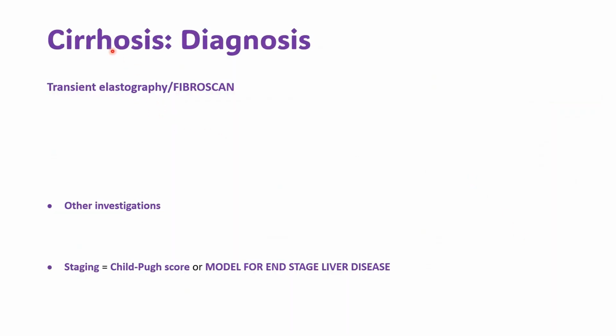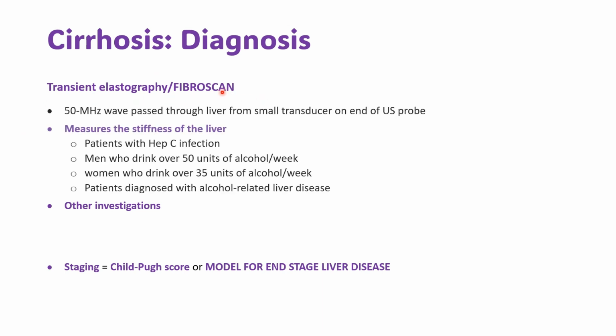So let's talk about the diagnosis of cirrhosis. The gold standard is to do something called transient elastography, otherwise known as a FibroScan. That's where a 50 megahertz wave is passed through the liver from a small transducer on the end of an ultrasound probe, and this measures the stiffness, or the degree of fibrosis, of the liver. This could be done in patients with Hep C infection, men who drink over 50 units of alcohol a week, women who drink over 35 units of alcohol per week, and patients diagnosed with alcohol-related liver disease too.